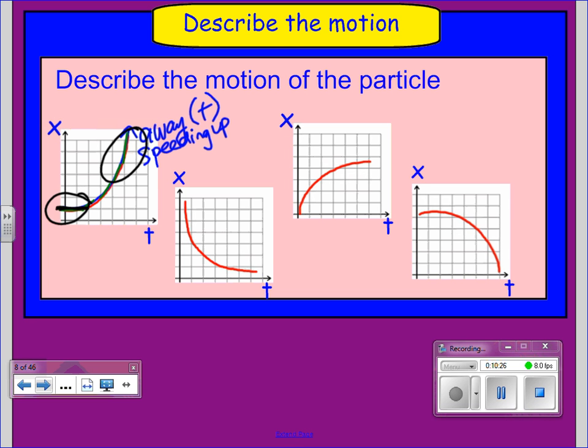The second graph is going towards the origin. Notice it's moving downwards towards the origin. So this is going towards the origin, or in other words, we can say it's moving in the negative direction. Now, is it speeding up or slowing down? Well, let's look at what the slope's doing. The slope starts very dramatic at the beginning, but then starts to get a little less steep as time goes on and starts to flatten out right at the very end. If it's flattening out at the very end, what that means is the object must be slowing down.